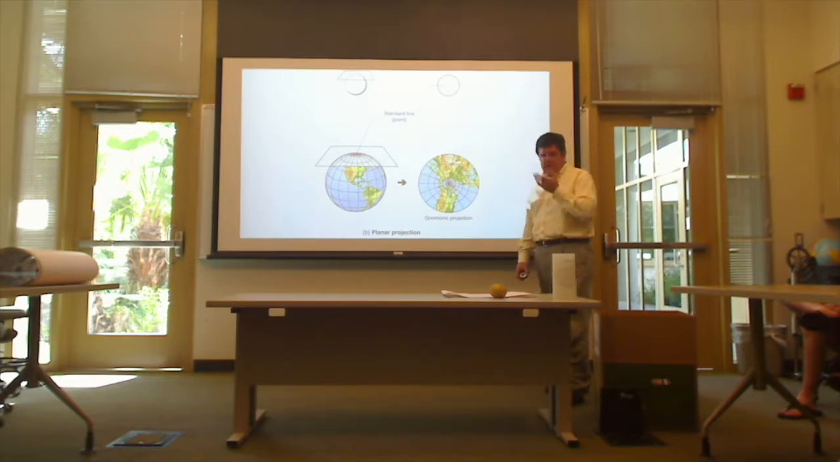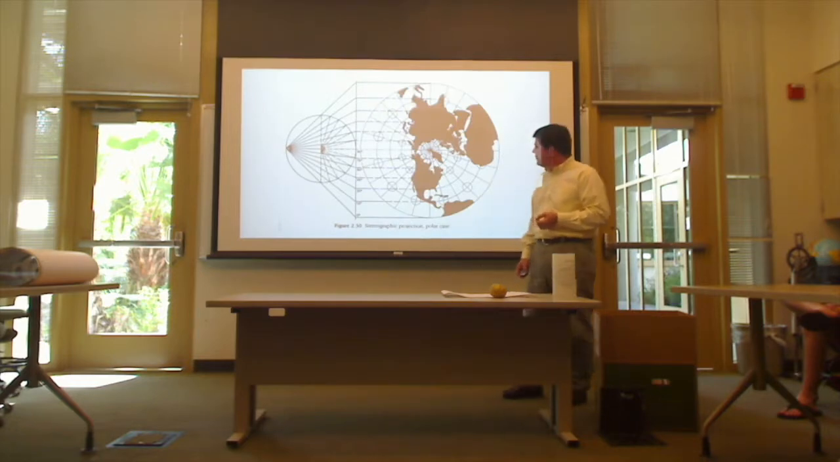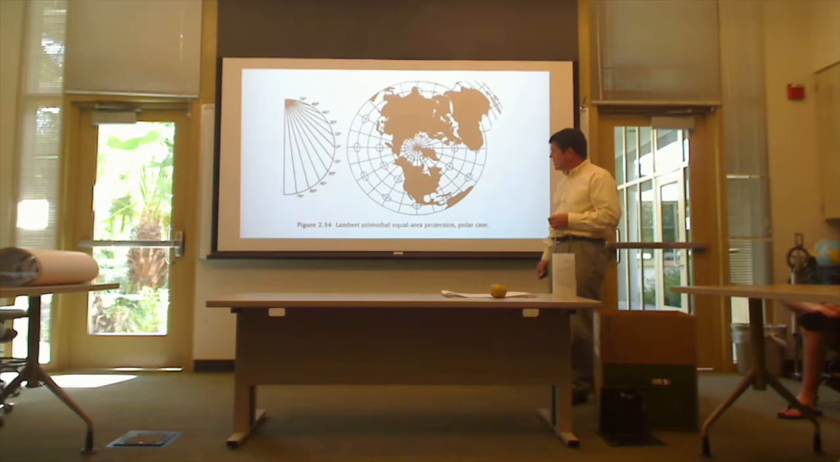So we talked about being able to project it onto a plane. That would be an azimuthal. From there, we can distort it many different ways. We can project those lines many different ways.